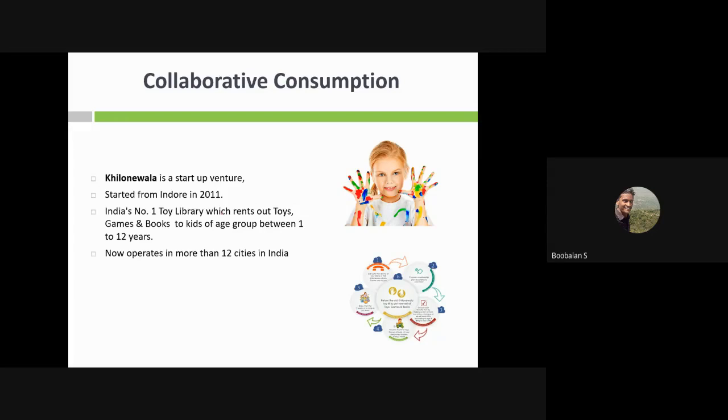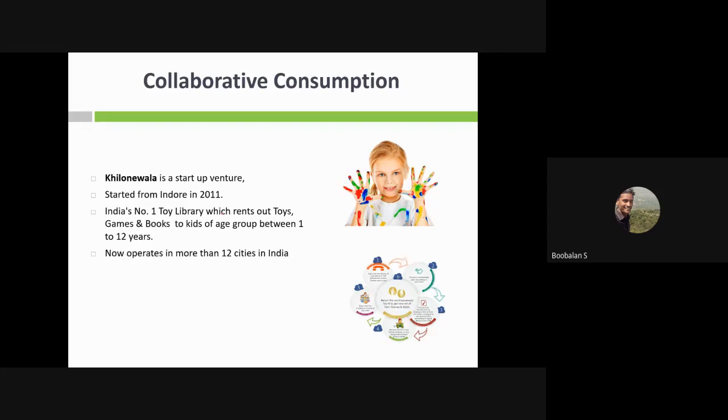What are they actually doing? Just go to their website, the Kilonwala toy website, by searching on Google, and you will definitely get to that website. They are selling playable toys to children. Actually, what they plan is that there is no need to buy any toys from us, but you can take them in the form of rental, so there is no need to pay the whole amount, you just pay the rentals.